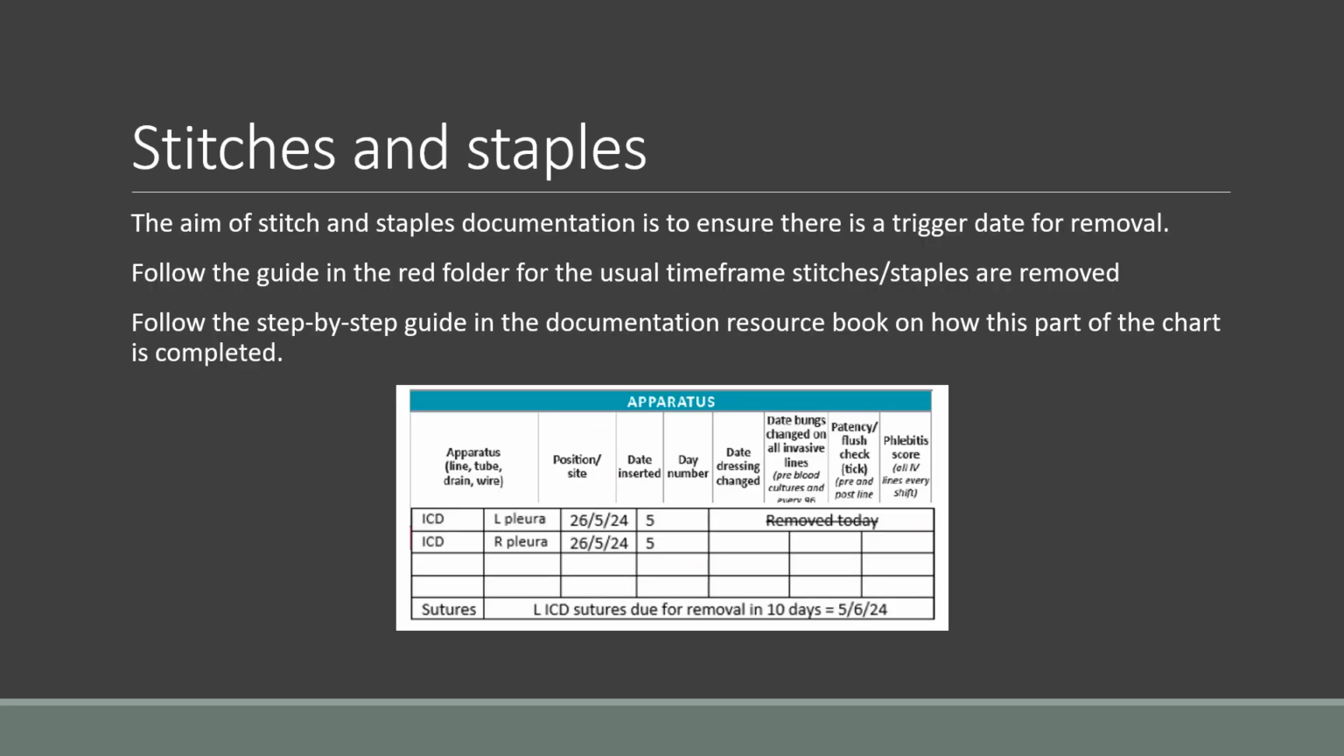So you can see also on the apparatus section that there is a couple of lines with stitches and staples on there. So the aim of that is actually to ensure that there's a trigger date for us to remember to remove stitches and staples. We've had a few incidences where people have forgotten that actually the patient has stitches in situ, and typically these have come from patients that have had previous chest drains in, but we've forgotten that a stitch needs to be removed 7 to 10 days afterwards.